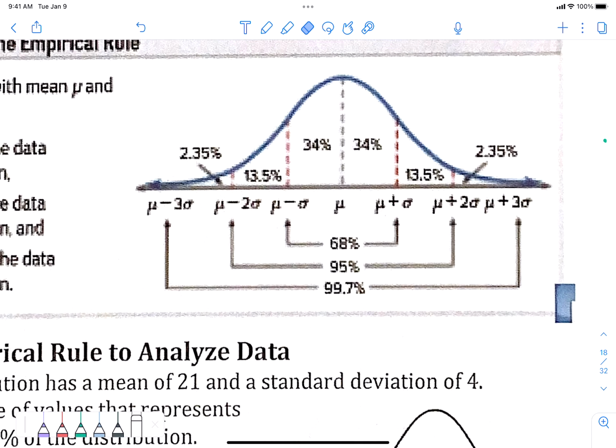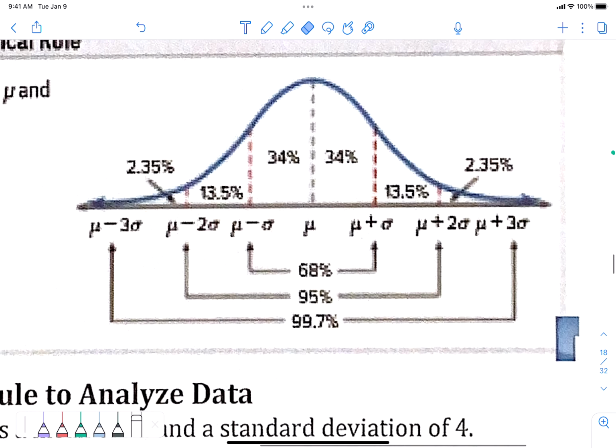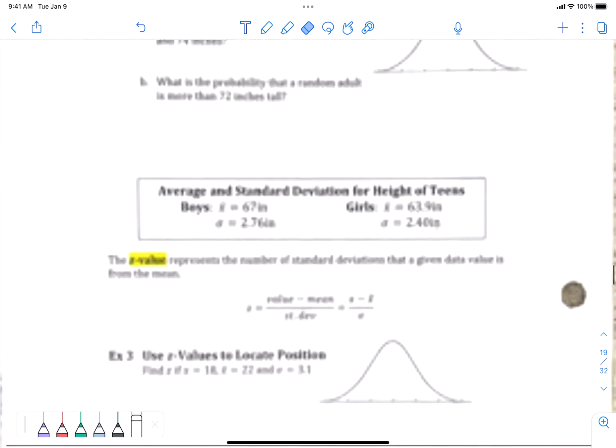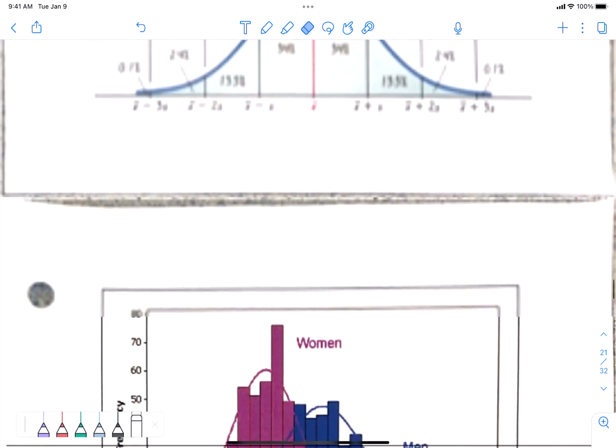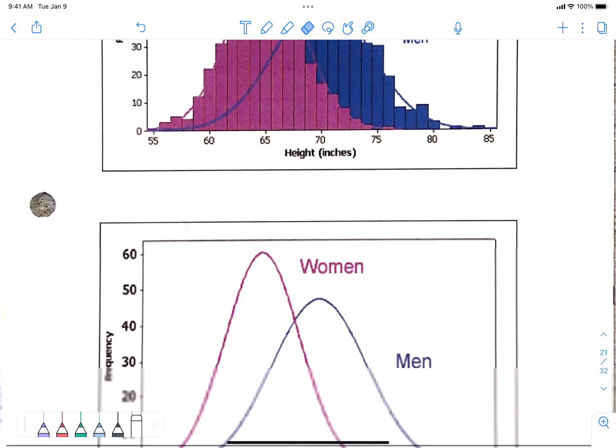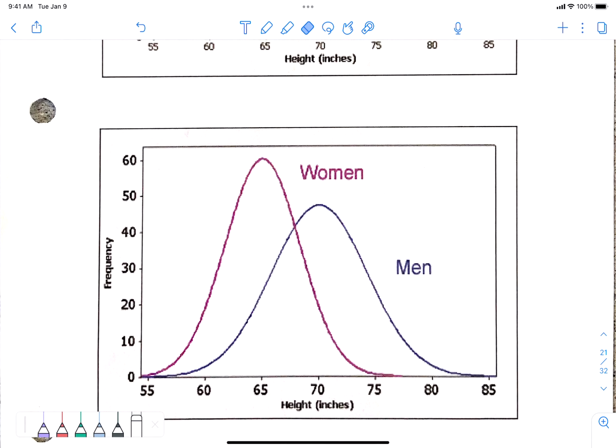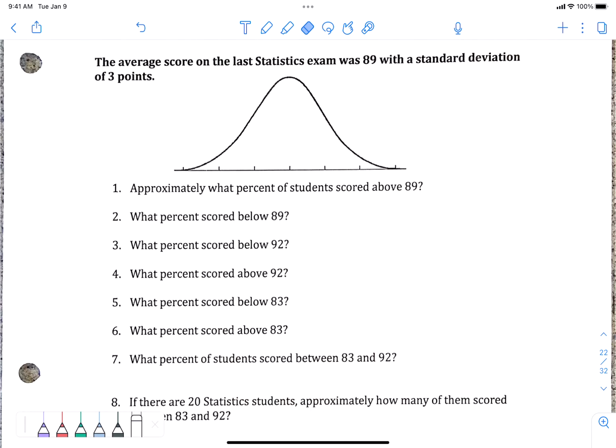That's why I gave that sheet to you, because it just gives you a bigger version of this so you don't have to squint so hard. And then on the back side of that empirical sheet is a men-women height bell curve. We'll talk about that for a second. And then you should have a homework assignment.